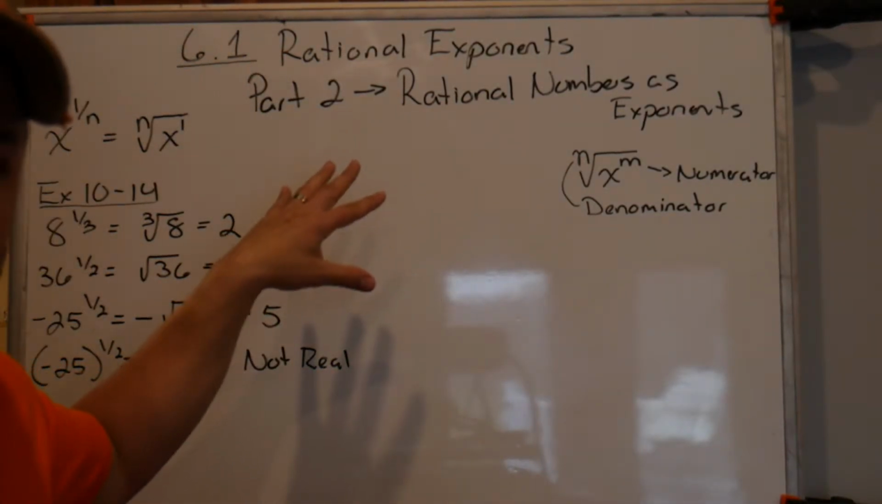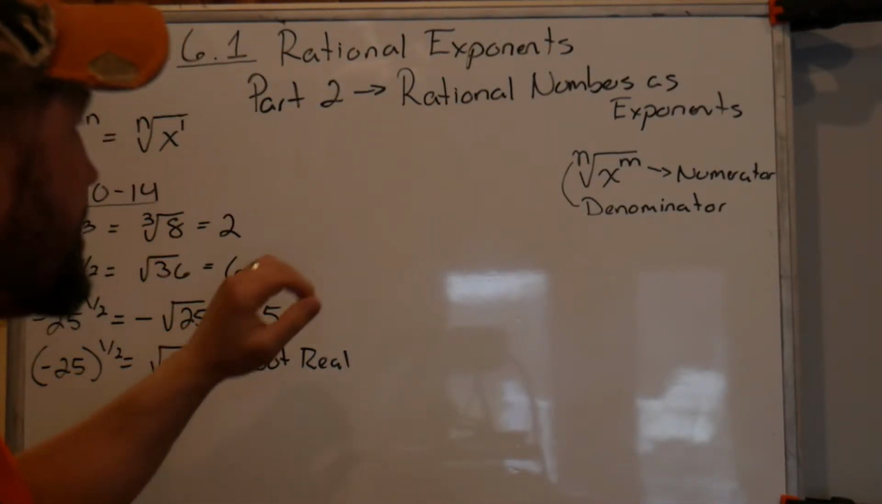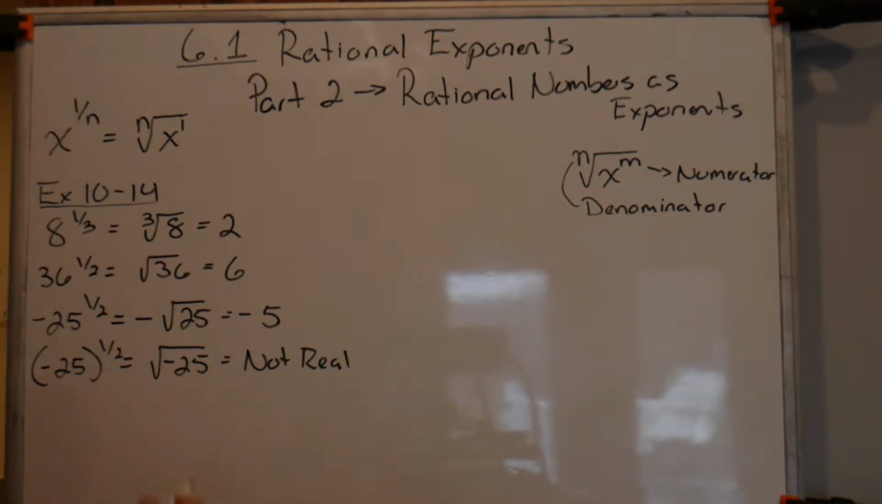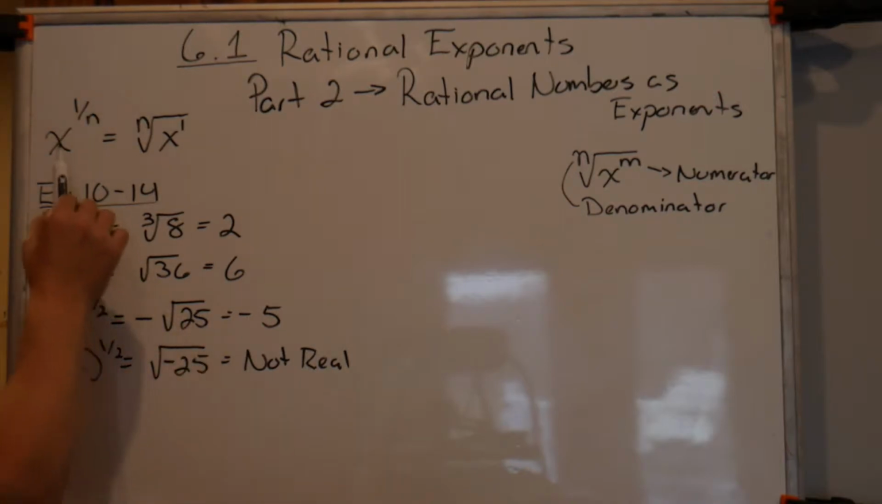Okay, so part two, I split it because it was going to get too long. We're dealing with rational numbers as exponents now, and I tried to write everything out to save time.